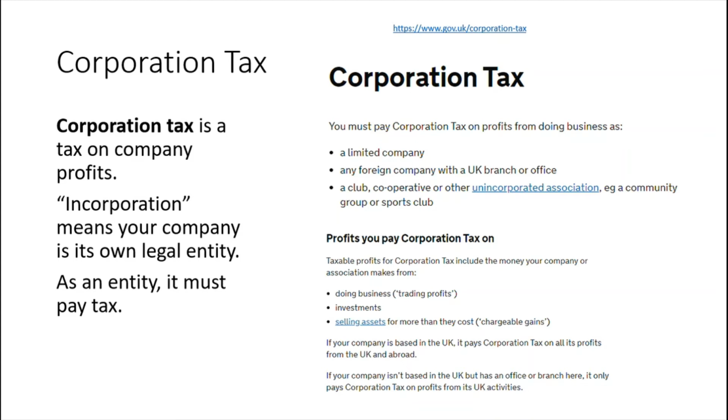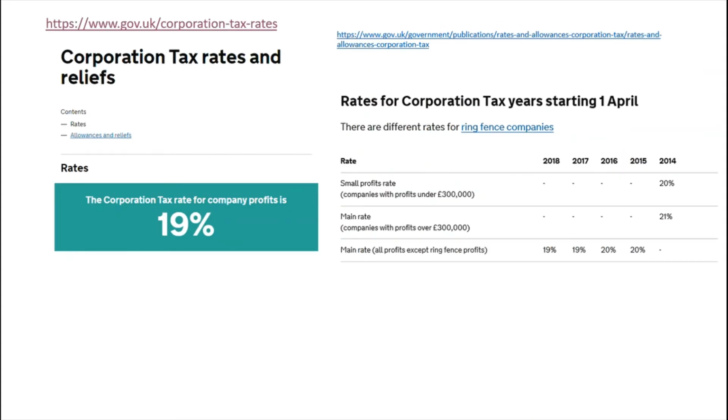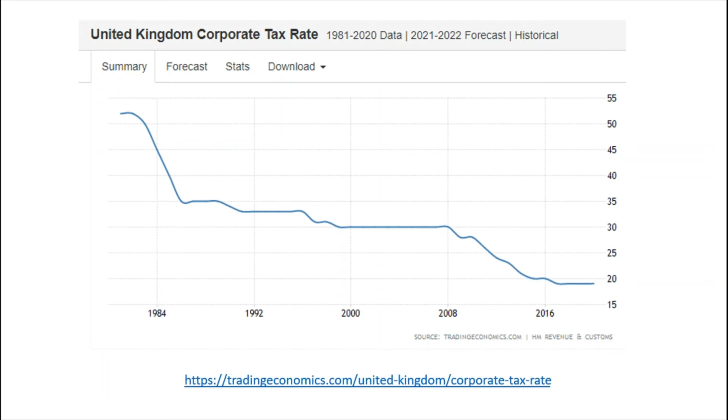On the right, you can see some information about the types of businesses that are required to pay corporation tax. The current corporation tax rate in the United Kingdom is 19%. You can see here that by historical standards, this is relatively low. Corporation tax rates used to be about 50% in the 1980s, which have then gradually reduced to the below 20% that we know it to be now.